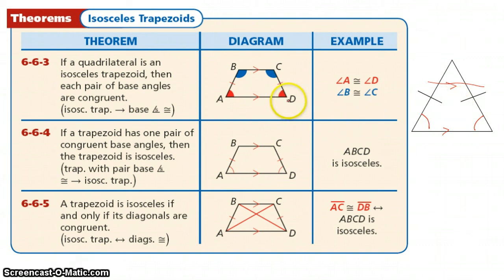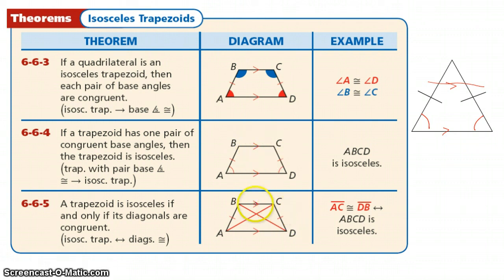Let's take a look at our first theorem. It tells us that if a quadrilateral is an isosceles trapezoid, then each pair of its base angles will be congruent. So in this case, we would have angle A and angle D congruent to each other, and angle B and angle C congruent to each other. Our next theorem is almost the converse of our first one. If a trapezoid has one pair of congruent base angles, then we know that the trapezoid is isosceles.